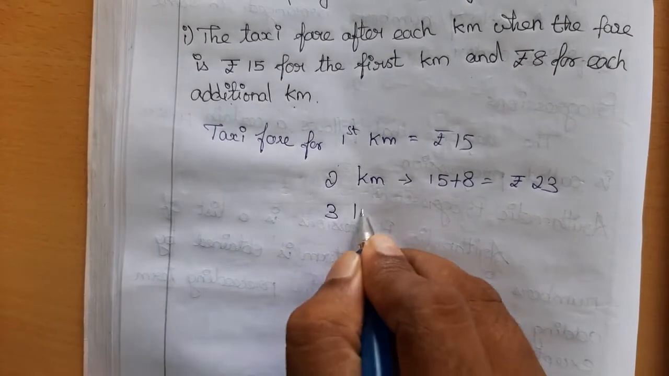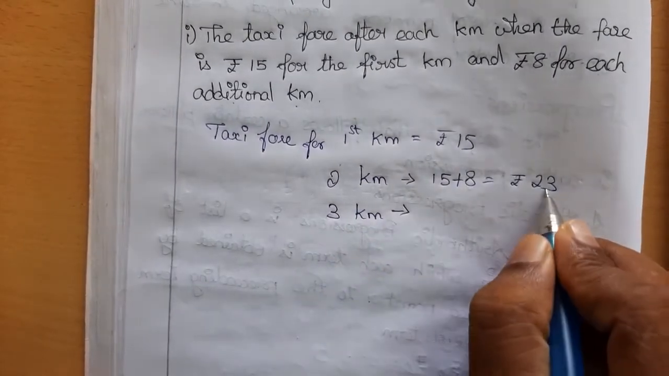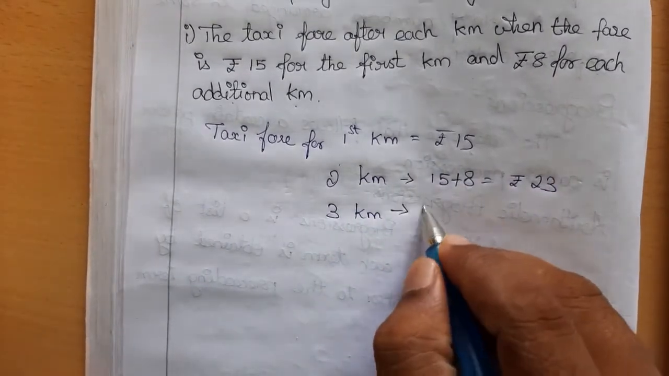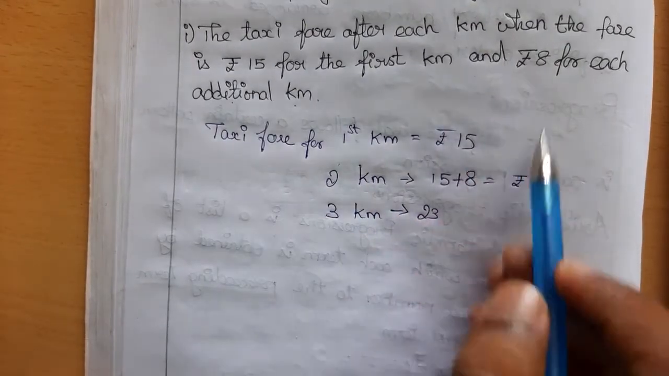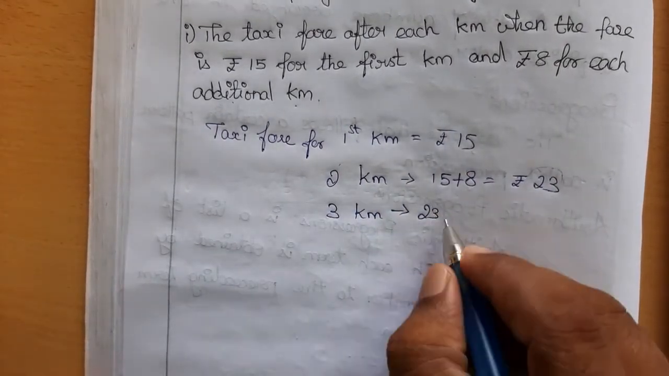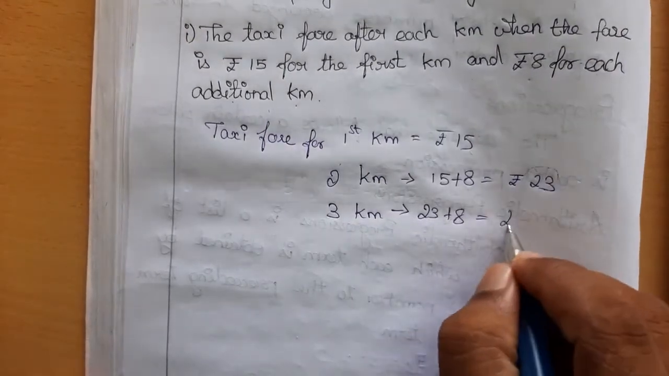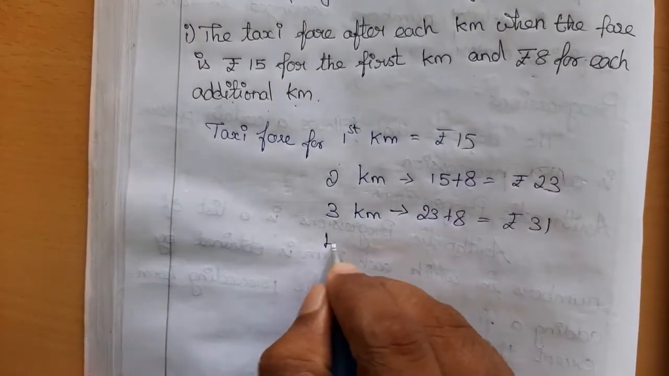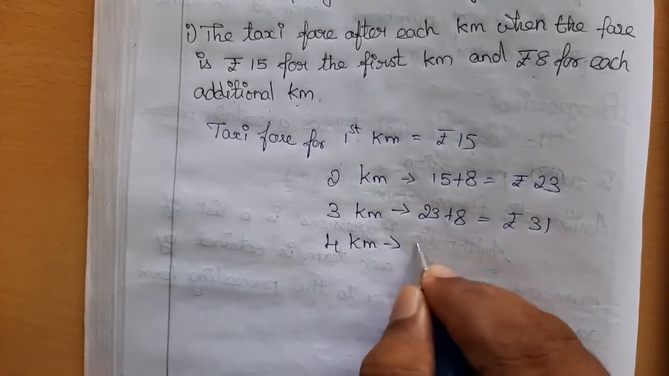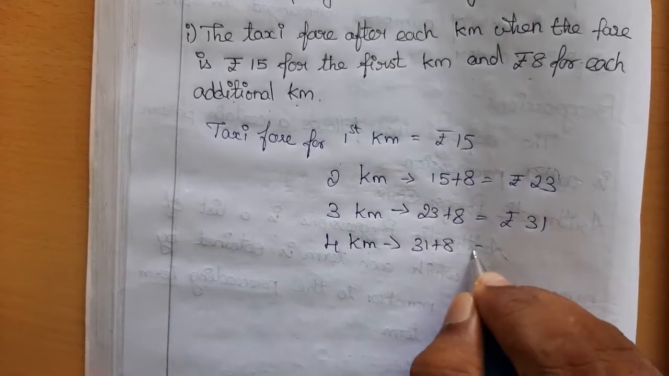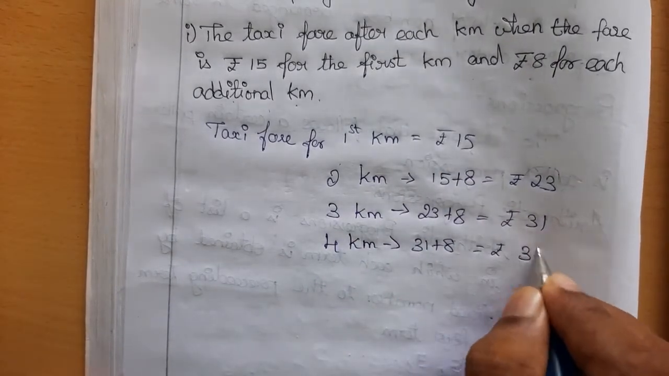If it is for 3 kilometers, then 23 plus 8. Each additional kilometer it will be 8. So the previous 2 kilometers was 23, and for 3 kilometers again 8 will be added, so it is rupees 31. If it is for 4 kilometers, 31 plus 8, which is rupees 39.